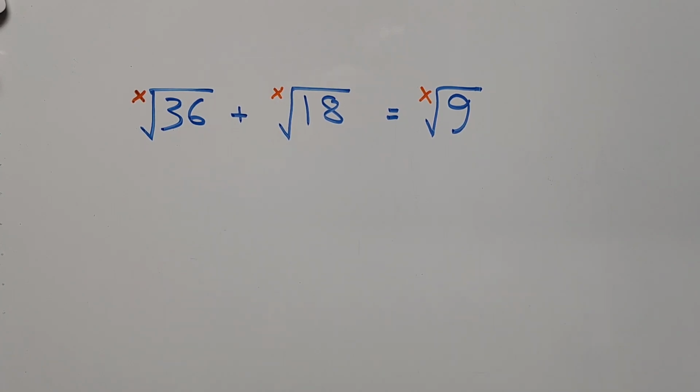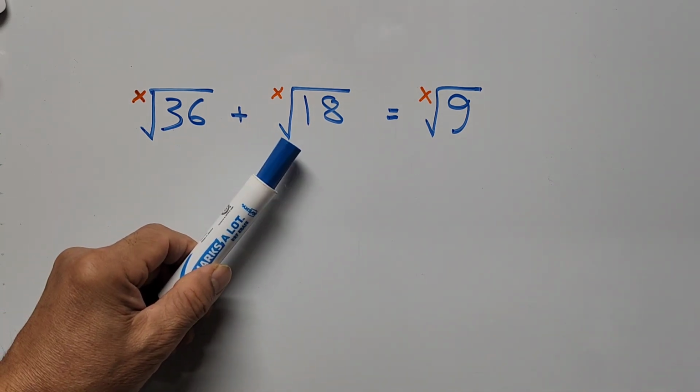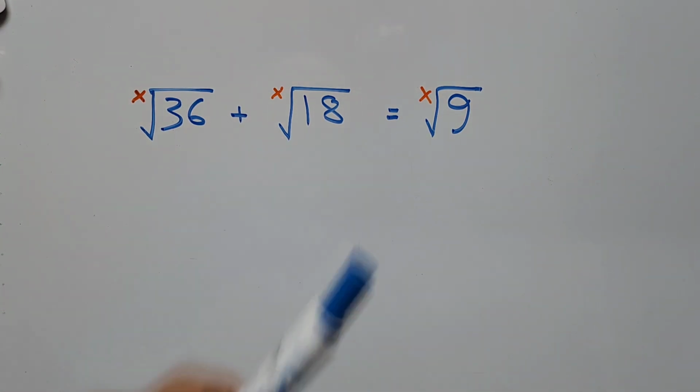In this video, we're going to solve this given radical equation. The x-th root of 36 plus the x-th root of 18 equals the x-th root of 9. So any one of you might be wondering how to solve this kind of radical equation.